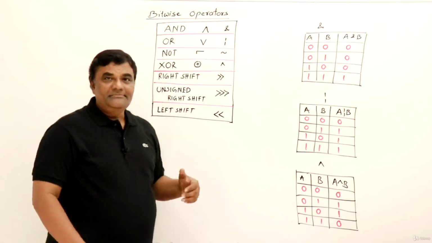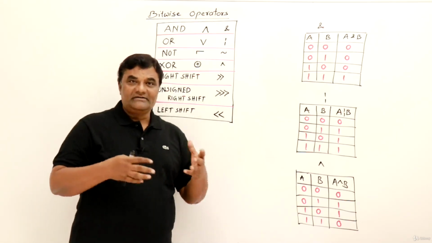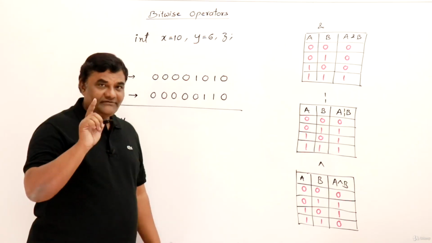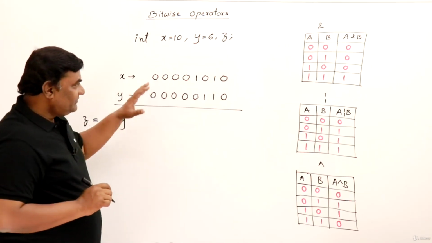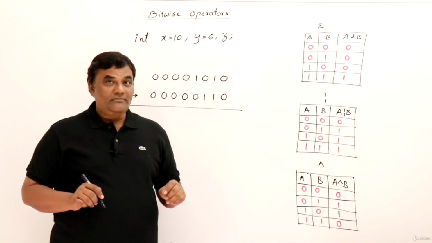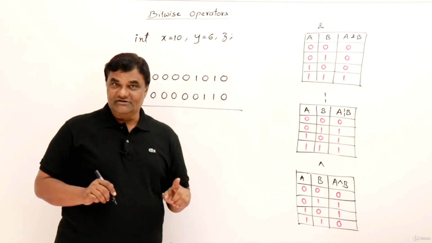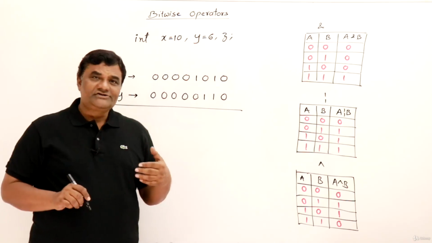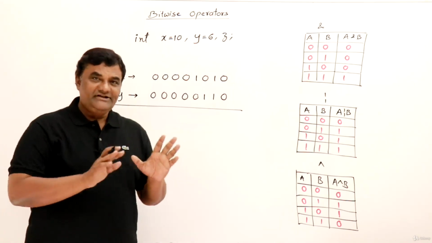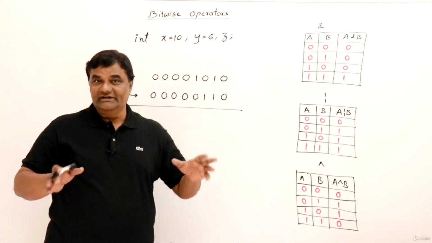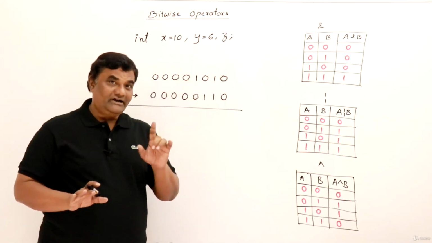Now I will take some examples and show you how these operators work. First let us look at the AND operation. One thing to remember is that all these bitwise operations can be performed on only integer type data. Only integer. If you are taking byte or short, the result will also be integer. But you cannot perform them on float and double at all. Don't think of performing them on float and double.